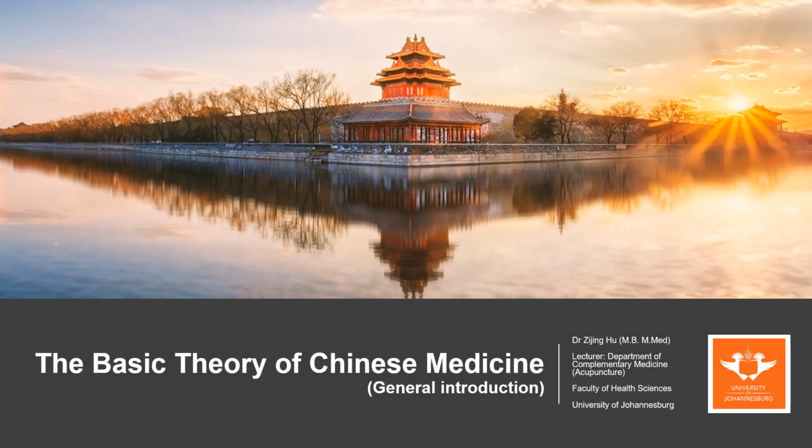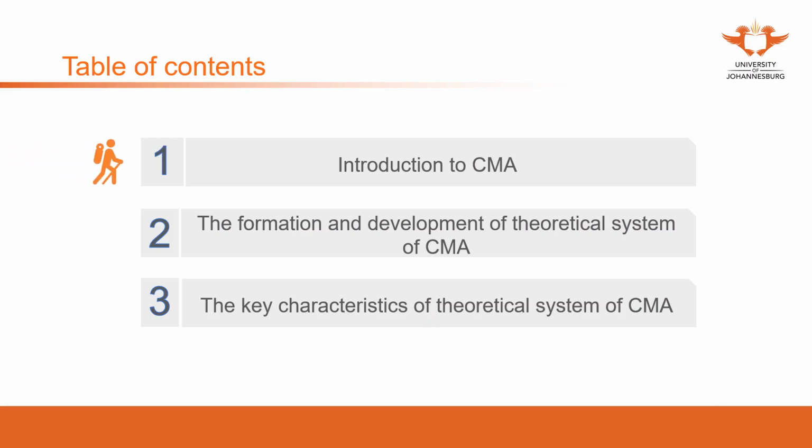Hello everyone, let's continue our discussion on the general introduction of the basic theories. From the general introduction, we're going to focus on these three aspects: the introduction to Chinese medicine and acupuncture, the formation and development of the theoretical system of Chinese medicine. Also, at the end, we're going to discuss the key characteristics of the theoretical system of Chinese medicine.